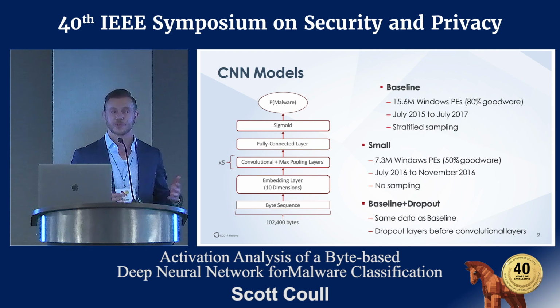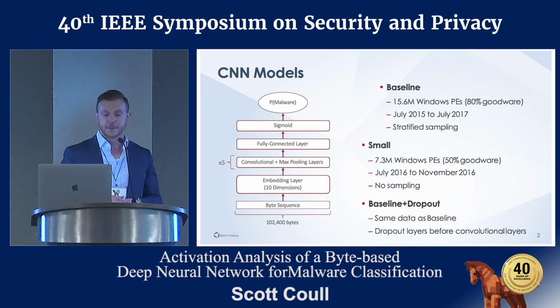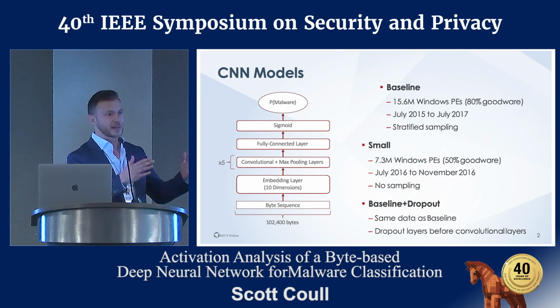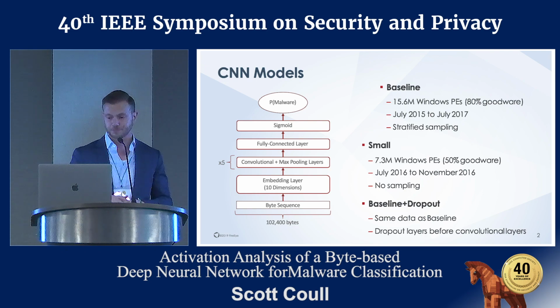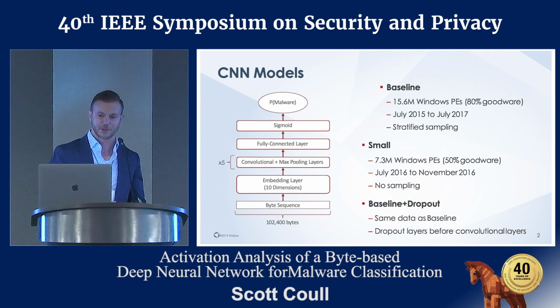We have 5 convolutional and pooling layers. We also use hierarchical pooling. So at each layer, we kind of group together nearby bytes to encourage locality-related features. And we'll see why that actually plays a role in the features that are learned here in a bit.